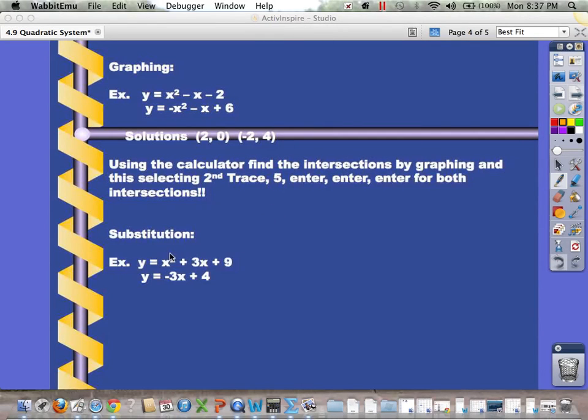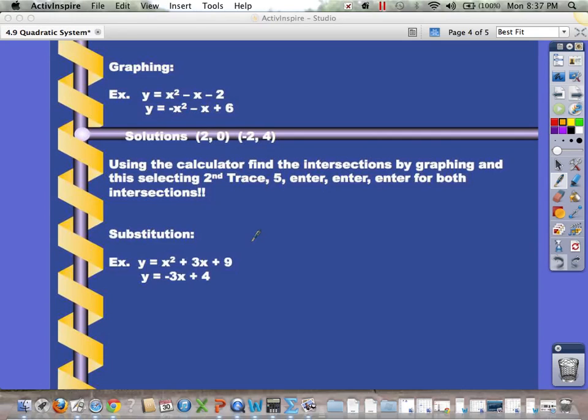All right, now for substitution, you have y equals something and then another y equals something. Well, remember with substitution, you have one of them solved for y. Well, we have them both. So this is saying that both are y equals, right? So I can take and write that like this.